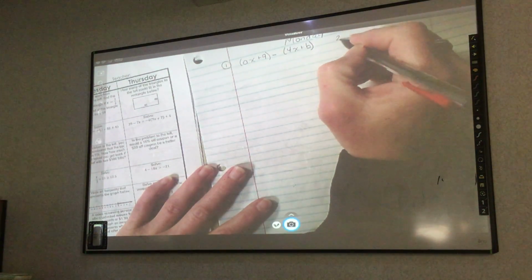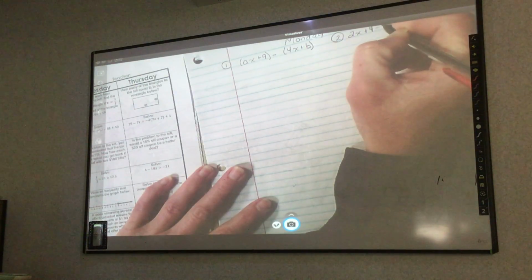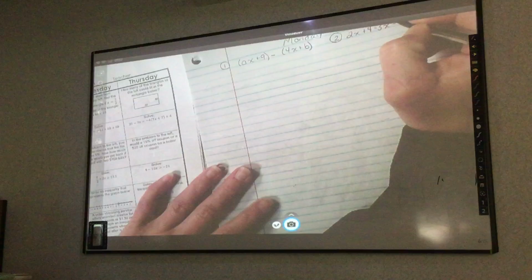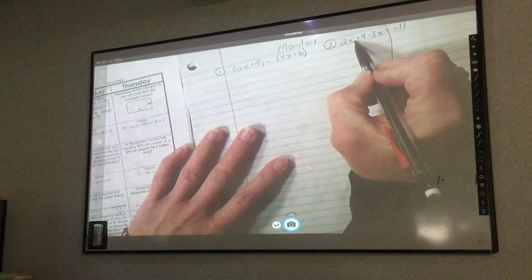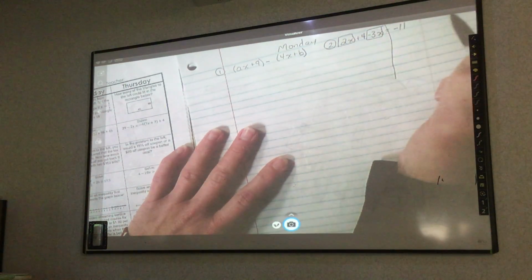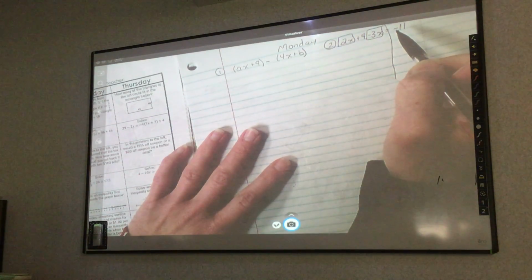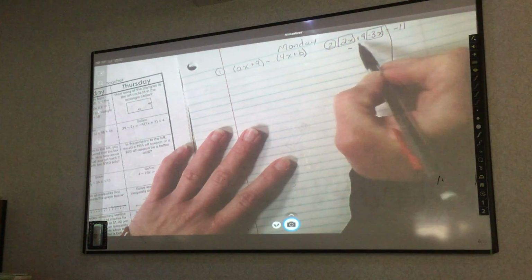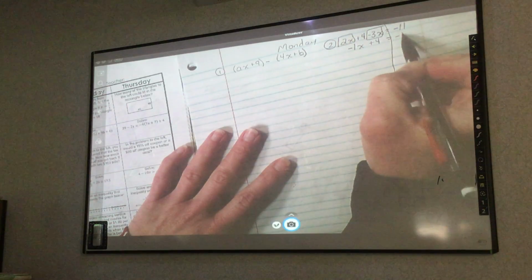Number 2, 2x plus 4 minus 3x equals a negative 11. Draw your line, combine what I have in common on the same side of the equal sign. A 2x and a negative 3x becomes a negative, right? Negative 1x plus 4 equals a negative 11.